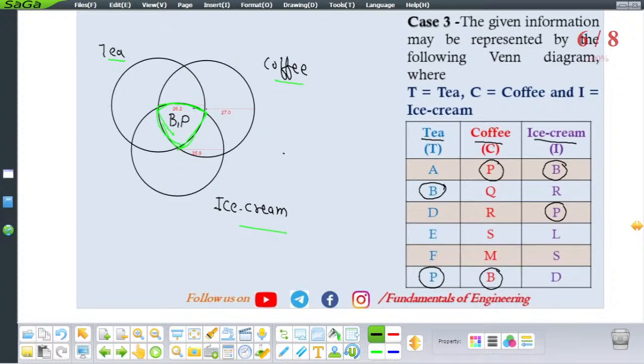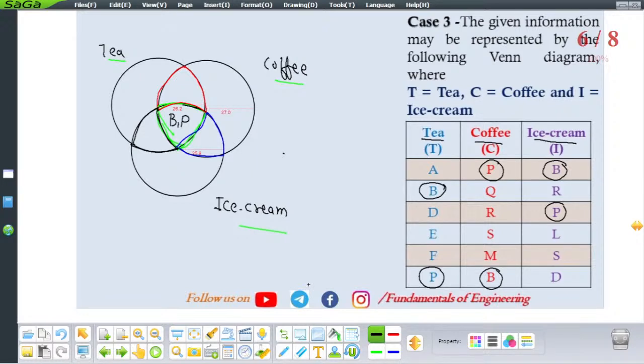Now you can see here, this is the area showing the persons who like to drink only tea and coffee, not ice cream. And this is the area that represents the persons who like to take only coffee and ice cream, not tea. And this is the area which shows the persons who like to taste tea and ice cream, not coffee, right?